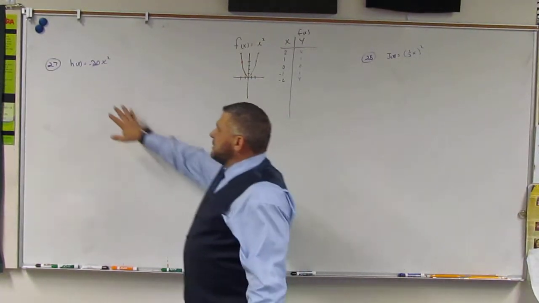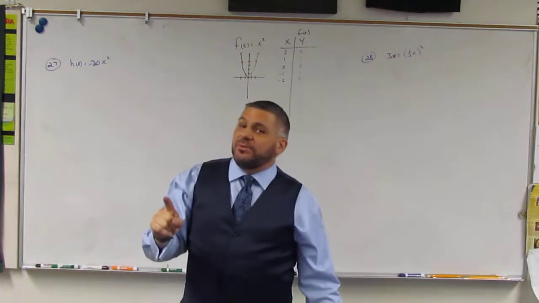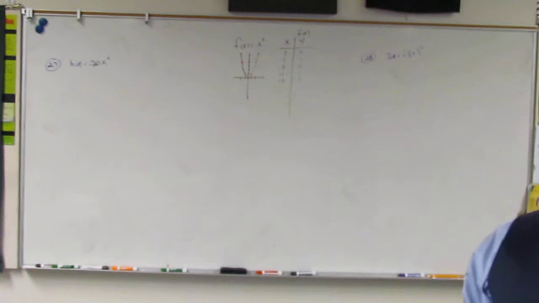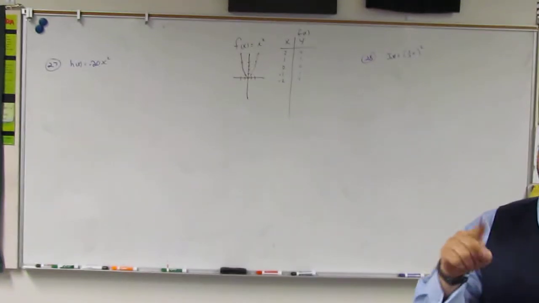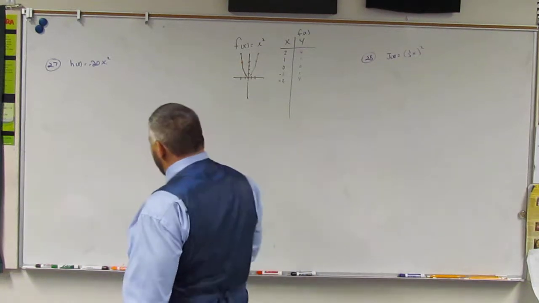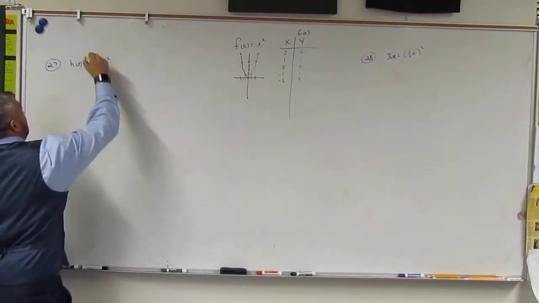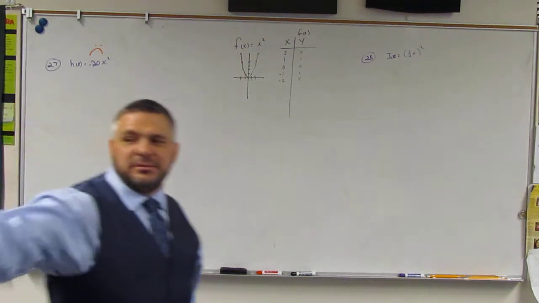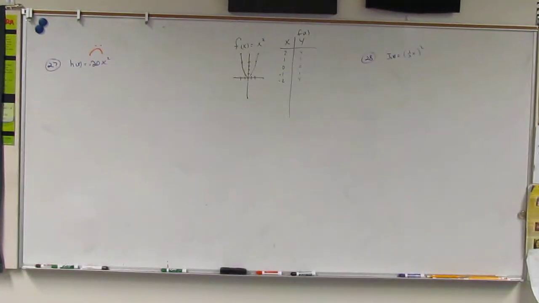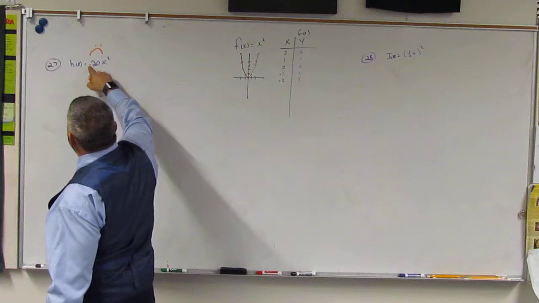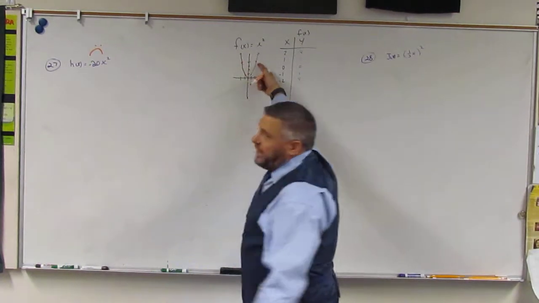Now we're going to take a look at this guy. Now we should know something right away. We should know that it's smiling or frowning, right? Which one is it? Frowning. This guy is frowning. Why, Ryan? Because it's negative. That's right. Very good. Because it is negative, it is frowning. That means this thing's going to flip.